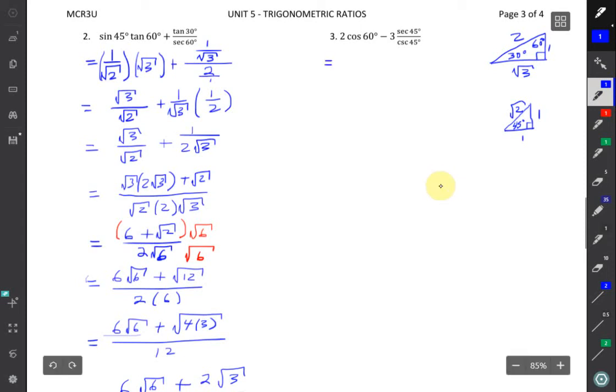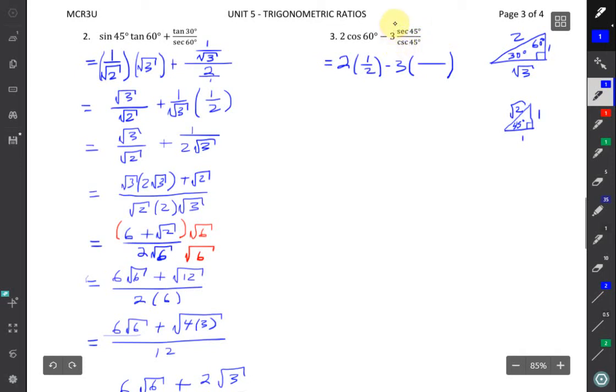Coming back to this question here, the cos of 60 is equal to the adjacent over the hypotenuse, which is a half, minus 3 times this fraction, where we have 45s. I like the 45s because either ratio, sine or cos, or secant and cosecant, end up being the same value. So right away, I actually know that the answer to this would be 1.